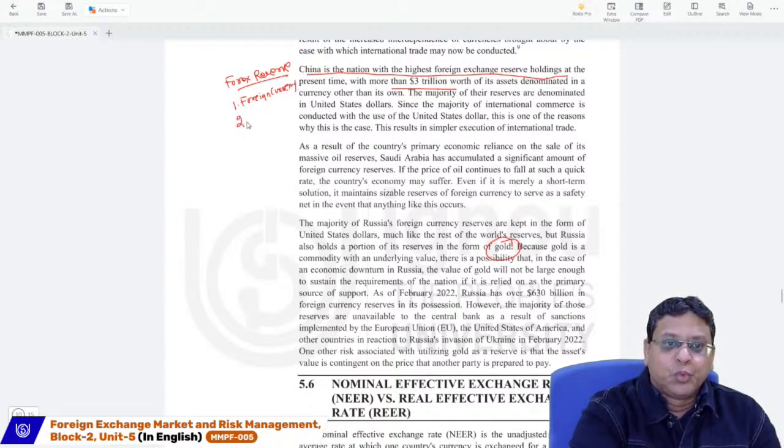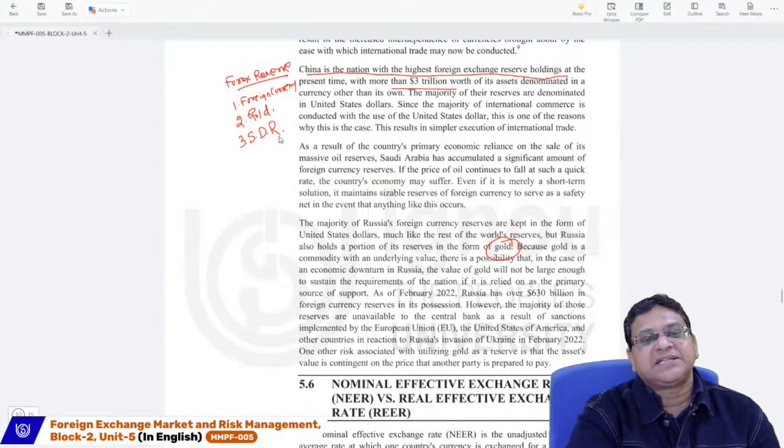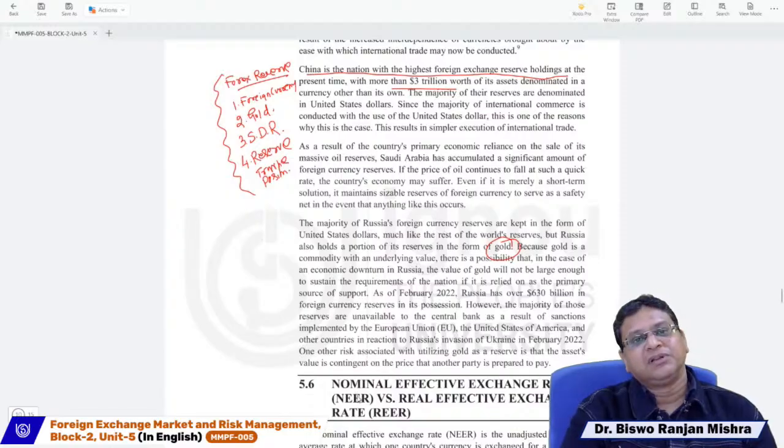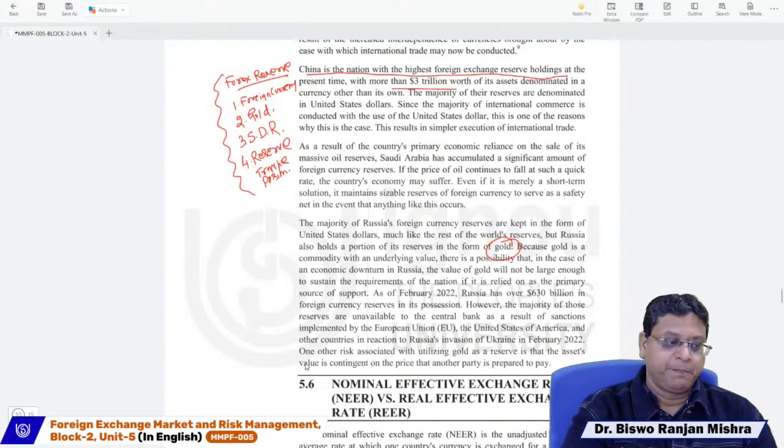Then they keep gold. Then they keep SDR, statutory drawing rights. It's the currency unit of account of IMF. Then reserve tranche positions. This is the amount deposited with IMF which can be easily withdrawn. These four things consist the forex kitty of a country or forex reserve of a country.